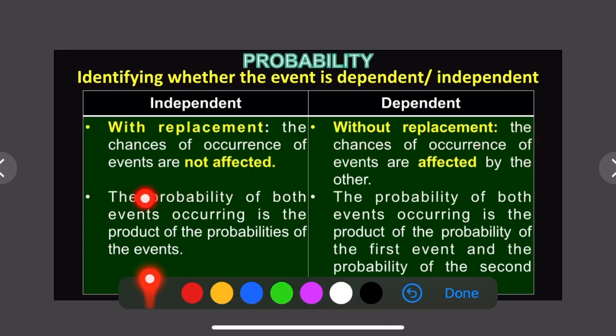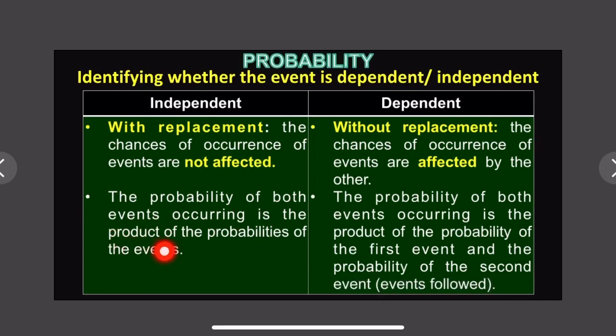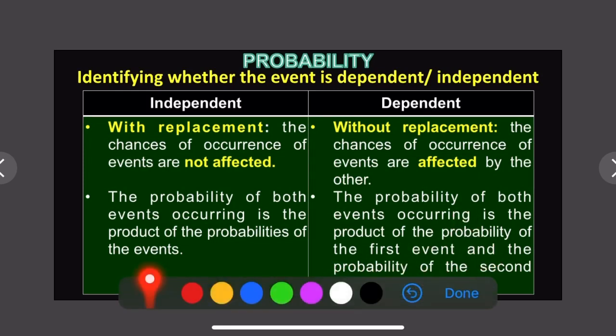Okay, so the probability of both events occurring is the product of the probabilities of the events, in the case of independent events. In the case of dependent events, the difference here is the probability of the first event and the probability of the second event are multiplied. So in the case of independent events, you can simply multiply the first event and second event, or the events separately. After finding the probability of the events separately, you can just multiply them. While in dependent events, we need to multiply the probability of the first event and the probability of the second event that follows. So it might not be the same for both the events. Okay.